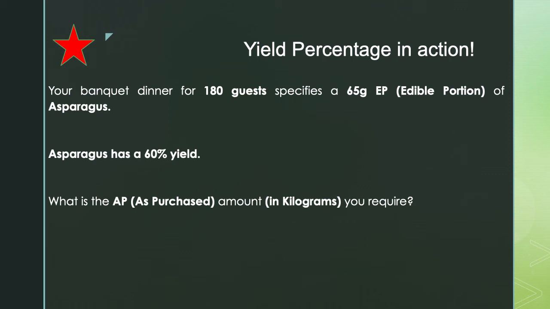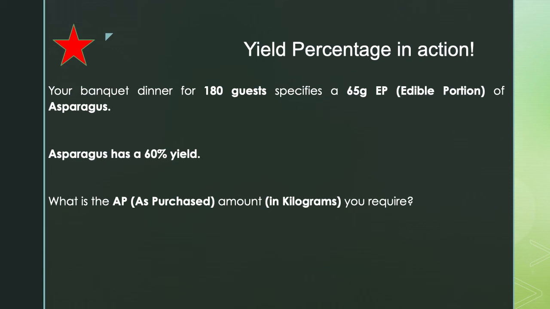So here's the question. You're going to have a banquet dinner for 180 people, and you want to have 65 grams, that's edible portion size, as it's on the plate, prepared and cooked, 65 grams edible portion of asparagus. Now I know, I've worked all this out before, asparagus has got a 60% yield. So I now am asking you, what is the as purchase amount that I need? How much do I need to buy in order to give my guests 65 grams of cooked, trimmed, beautiful asparagus?